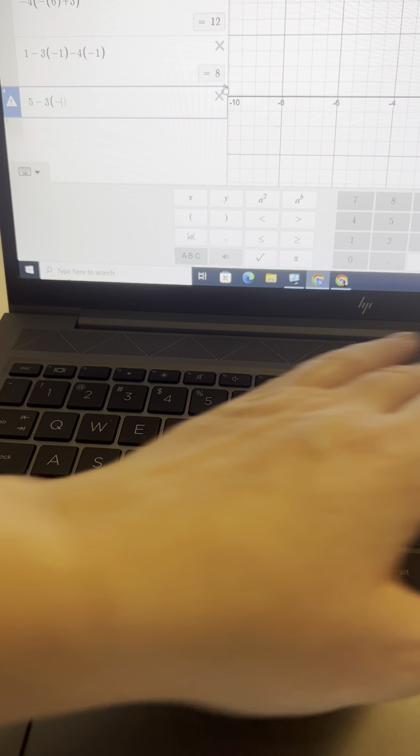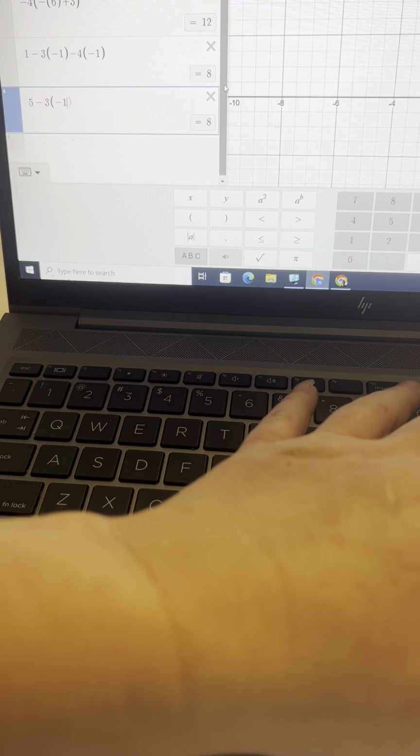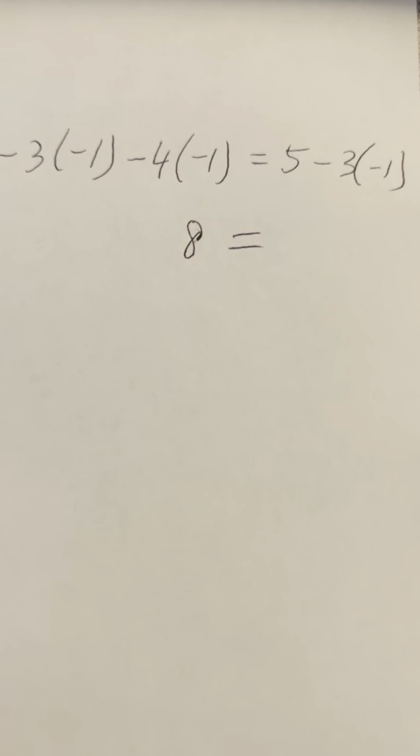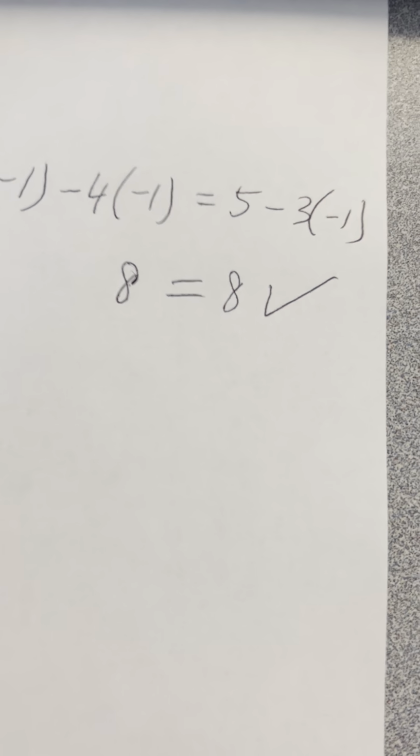Okay, got an 8. Didn't even have to finish the parentheses. So 8 equals 8. All right, we did our question correctly.